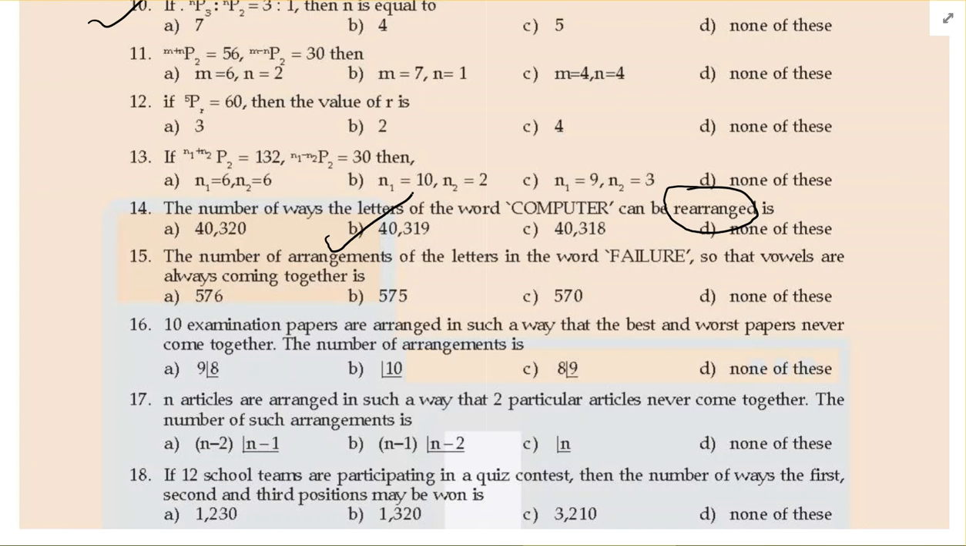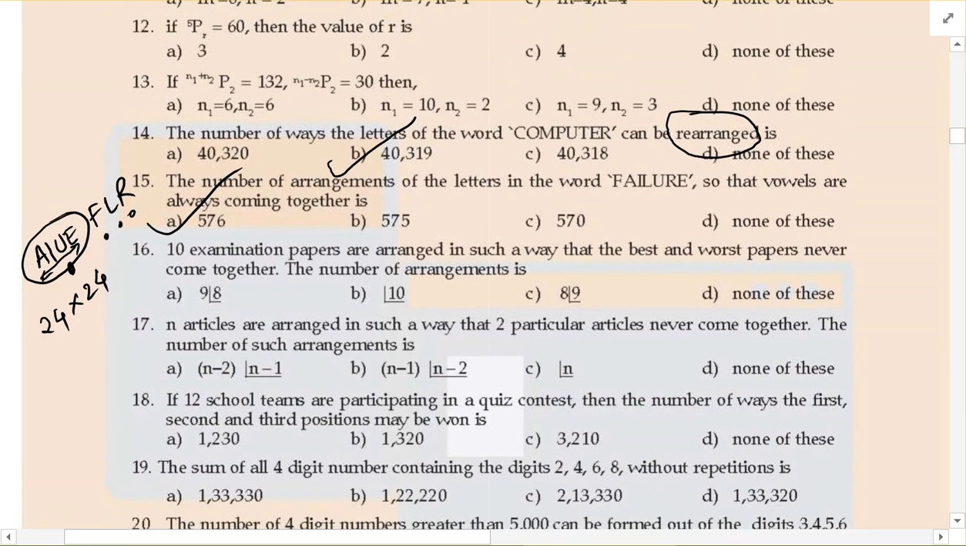The number of arrangements of the letters in the word failure, so that vowels are always together. When it is asking for vowels being together, we tie vowels together. A, I, U, E, we tie them together. Now F, L, R remain. If we tie them, it seems like one unit only. 1, 2, 3, 4. We have to arrange these only. So 4 factorial is 24. But inside, they can rearrange among themselves. So that is again 4 factorial, and these two things are simultaneous, that means 'and', so it will be multiply. 24 into 24, that is 576.